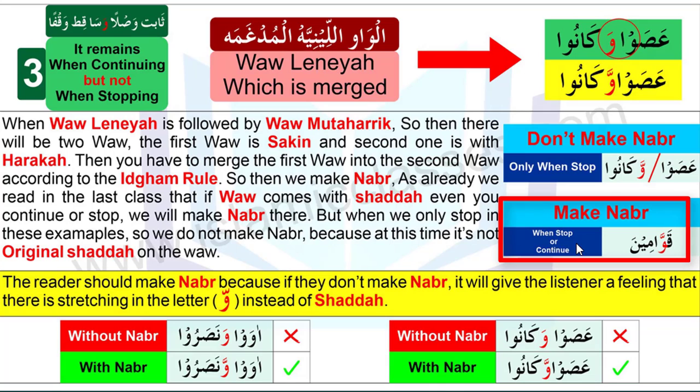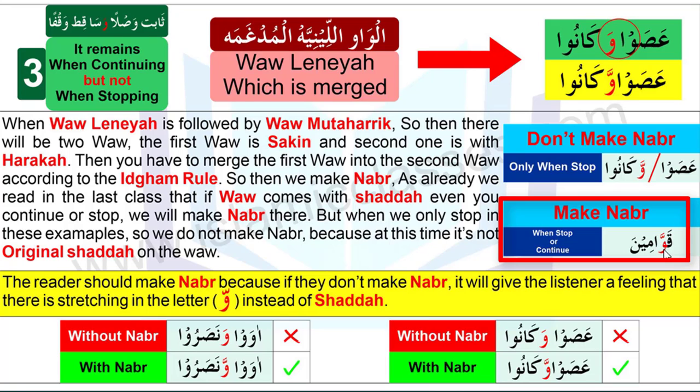So in the last class we read if waw comes with shadda sign, even if you stop or even if you continue, in both conditions you will make nabr. So that example is written here. You can see waw is coming with shadda sign. So we say here qawwamina, qawwa. Even if you stop, qaw, at that time you will make nabr, or even if you continue, qawwa, at that time also you will make nabr.